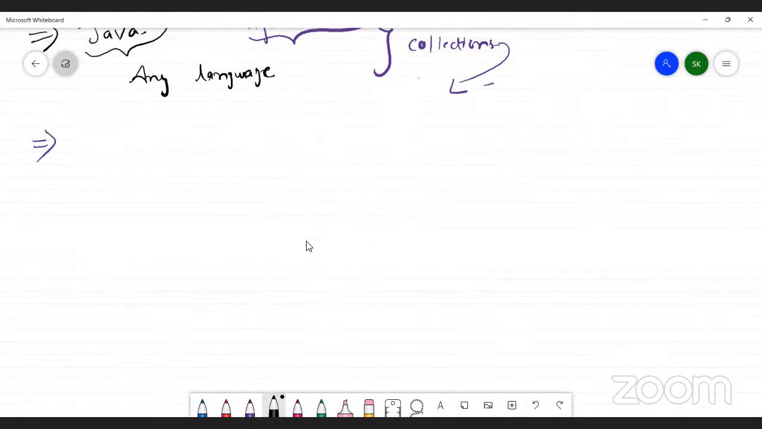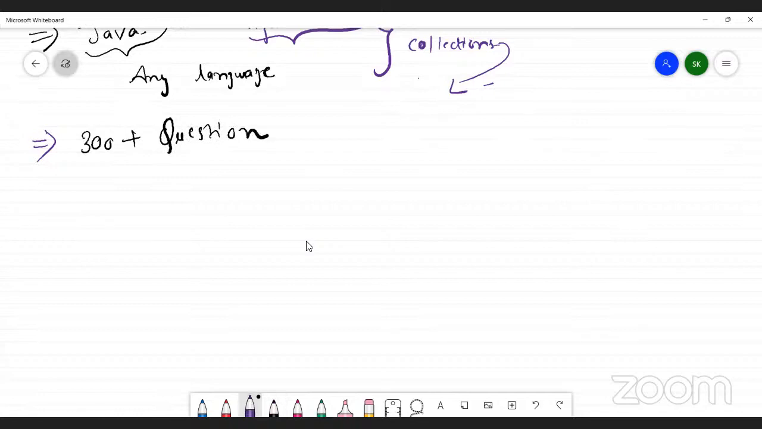Now moving on to our next question: how many questions are going to be covered in this course? The number of questions to be covered is 300 plus. It's not like I'm going to teach 300 plus questions. Some questions will be discussed in the class. Some will be given to you as an assignment, or homework, and you need to do it. But considering its importance, if you're not able to do it, you will be given guidance for that.